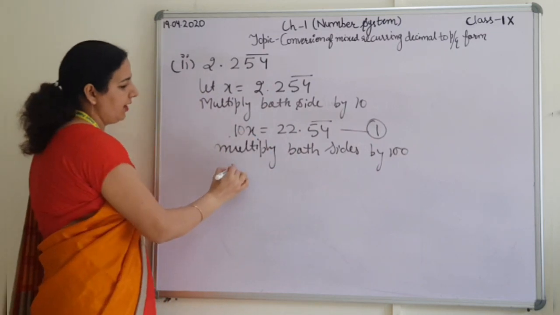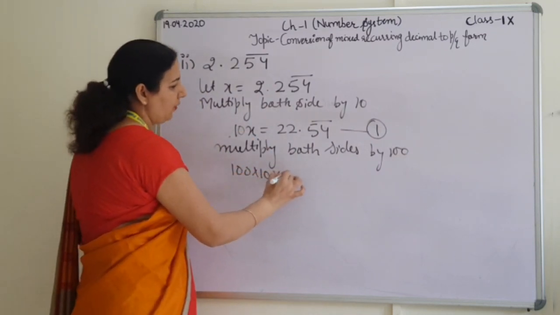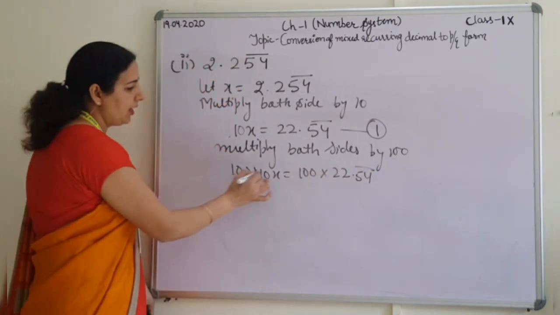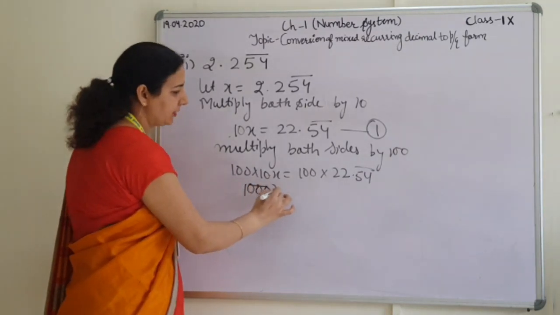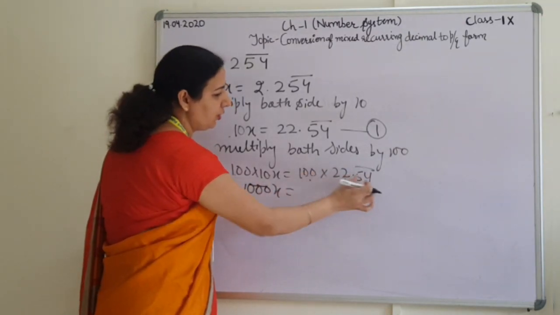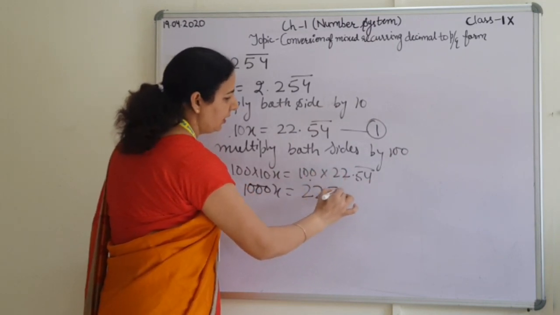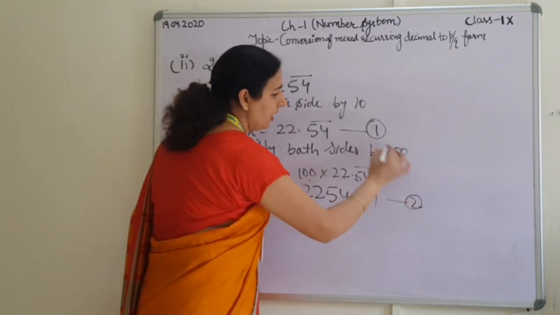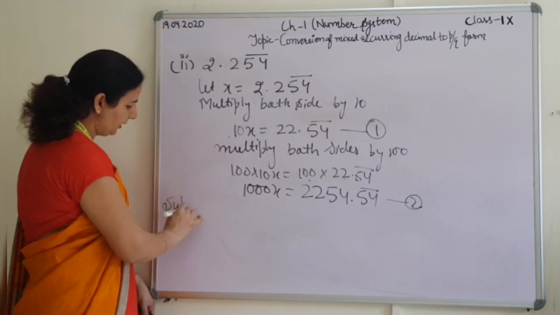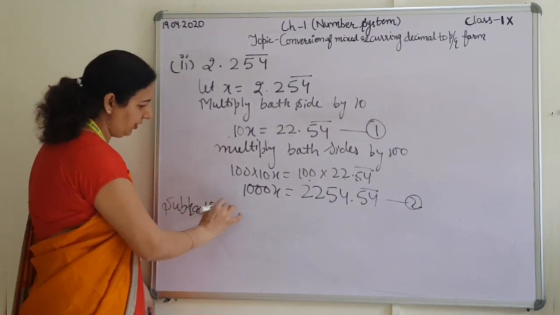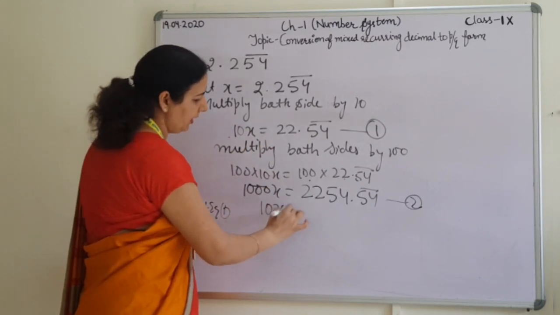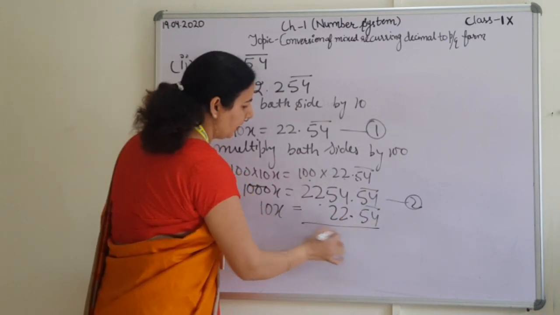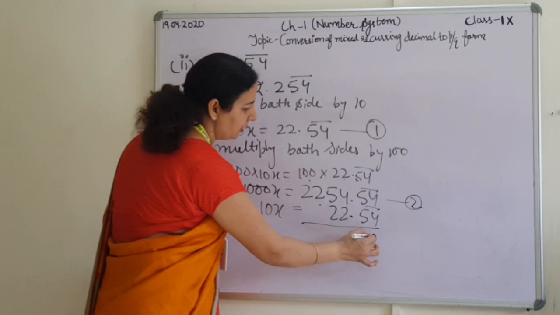Then it will be 100 into 10x is equal to 100 into 22.54 bar. 100 into 10x is 1000x. 100 into this means 2 zeros, 2 numbers will shift this side: 0.54 bar. This is equation number 2. Subtract equation number 1. Then write down equation number 1: 10x is equal to 22.54 bar.